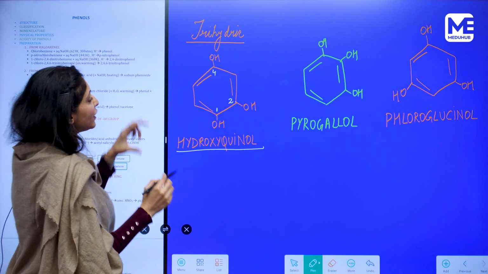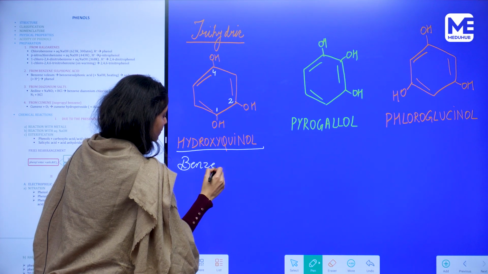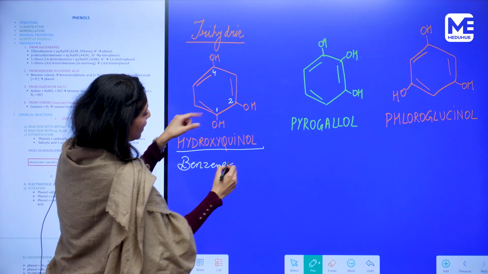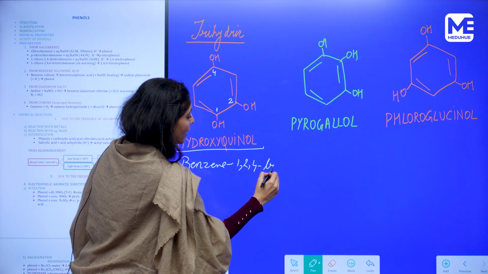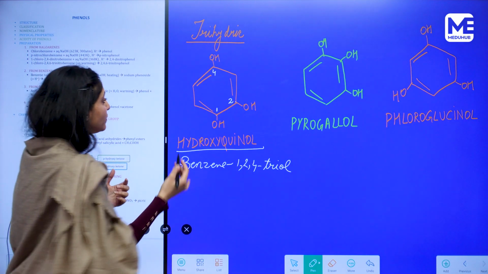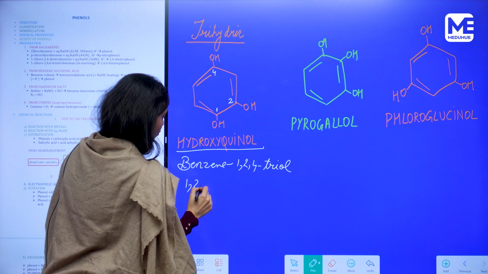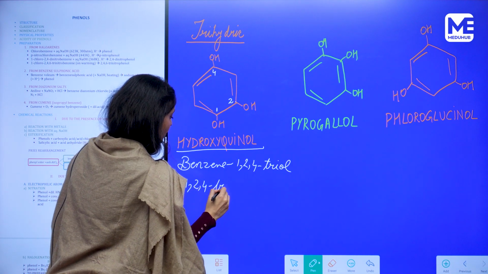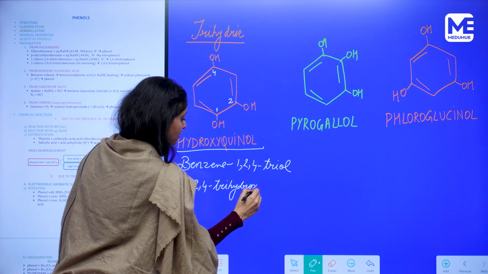What will be the IUPAC name? It will be benzene 1, 2, 4 triol. Or there's another way to write it: 1, 2, 4 trihydroxybenzene.